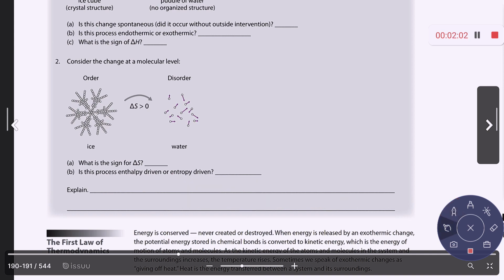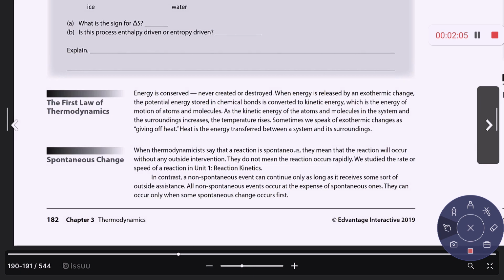Now let's talk about how this relates to the first law of thermodynamics. In the first law of thermodynamics, it says that energy is conserved. So energy can't be created or destroyed. So when something releases energy, because there's an exothermic change, potential energy that's stored in chemical bonds is now converted into kinetic energy, and that causes the atoms and the molecules to move more. And as the kinetic energy increases, then the temperature rises. Now, when something is giving off heat, that heat is transferred from the system. So the system is whatever we're studying, and then the surroundings is everything outside of it.